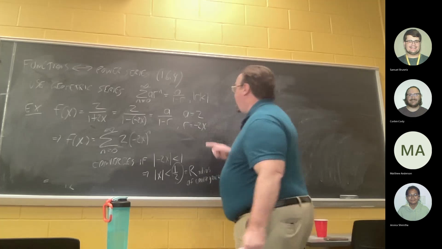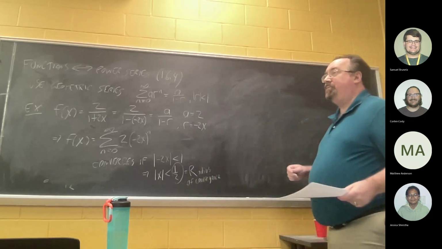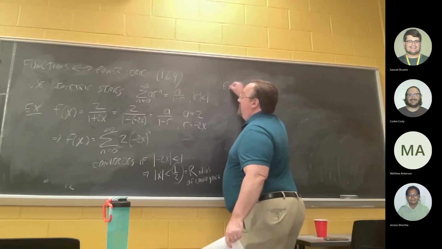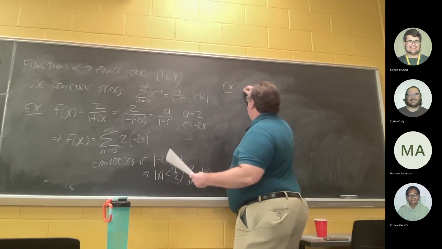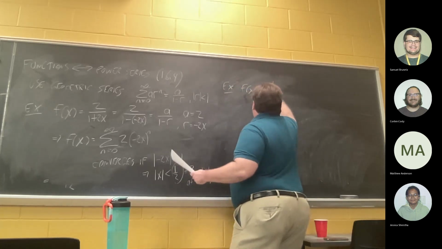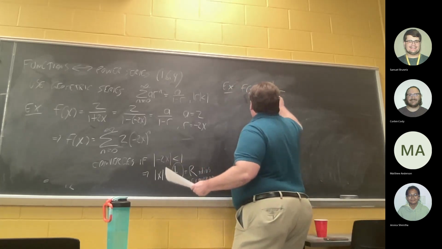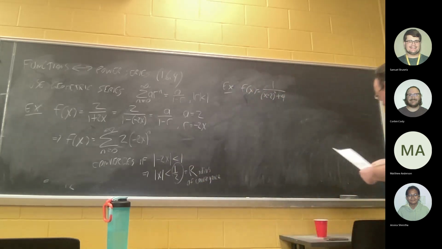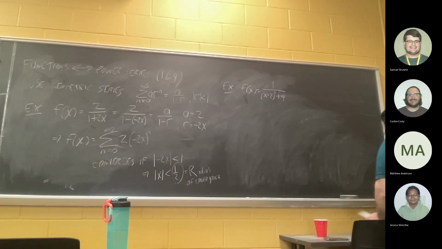In this case, the r turned out to be a relatively simple function of x, but it doesn't have to be. Okay, so now the function we'll consider is 1 over the quantity x minus 2 squared plus 4. So this we can also express as the sum of a geometric series. We just have a bit more algebra to do.